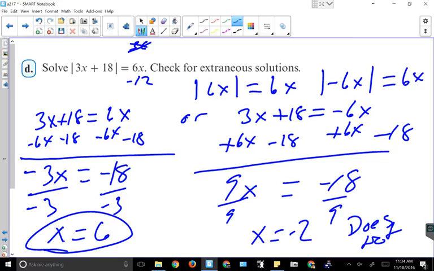It is possible to do all of the math correctly and come up with an answer that doesn't work. In mathematics, this is called an extraneous solution, and these are possible. So that's what it means by check for extraneous solutions. You've got to plug it back in and see if it's going to work. If it works, great. If it doesn't, it's not going to be there.